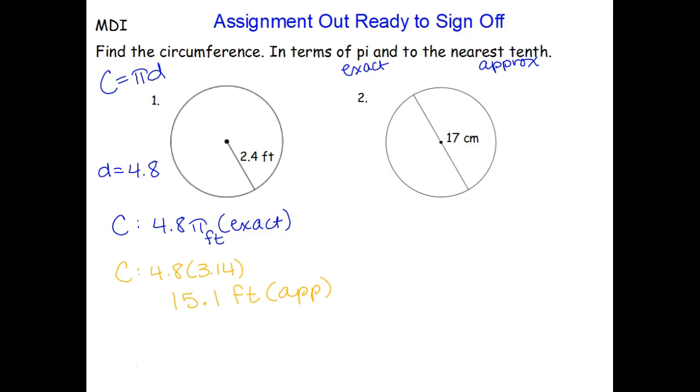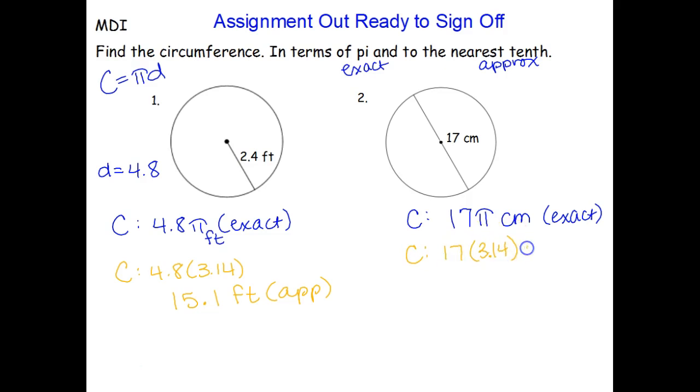On the second one, same thing, we're going to find the exact and the approximate. So for our circumference here, they've already given us the diameter, so all we have to do is just take 17 and plug it in, and then make sure we have our label. This is exact.